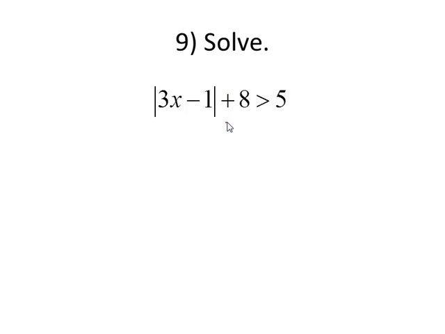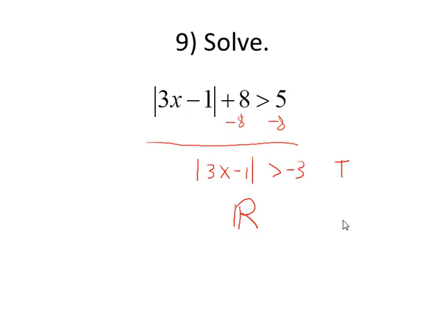Recall that we have to isolate the absolute value before we can do anything. And here I have the absolute value of 3x minus 1 greater than negative 3. Absolute value is going to be non-negative. Think of your favorite positive number. Will a positive number be greater than a negative number? Sure. This one is true all the time, so our solution set is the set of all real numbers.